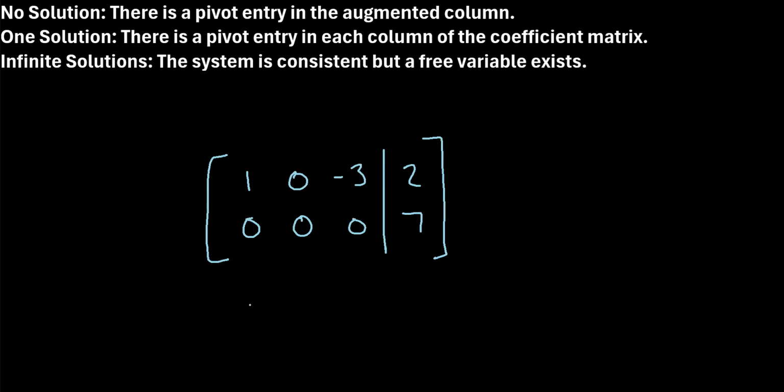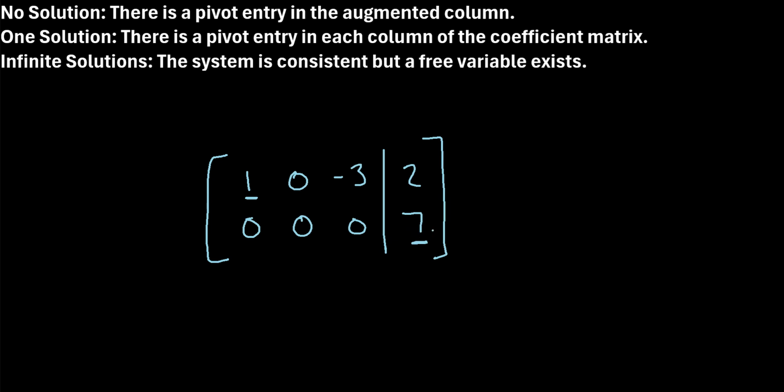All right, let's try another example. Let's say we have this matrix. Does it have no solution, one solution, or an infinite number of solutions? Well, let's first identify our pivot entries. In the first row, our pivot entry is this 1 right here, the first non-zero value in the row. In our second row, the pivot entry occurs right here, this 7. It's the first non-zero value in the row.